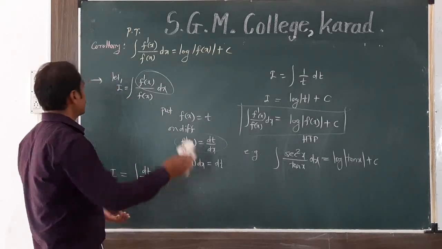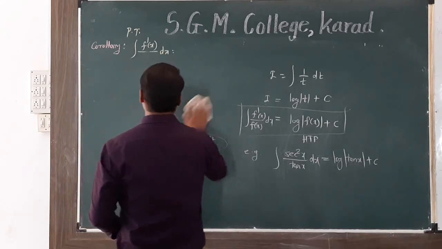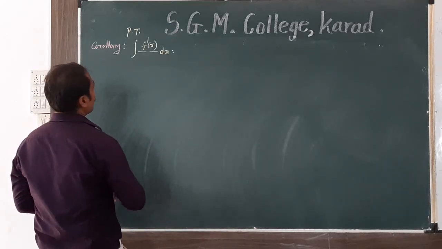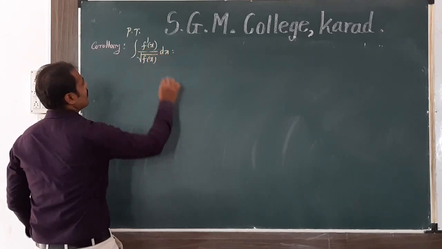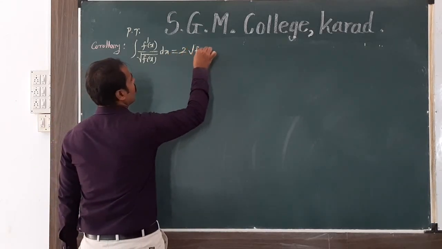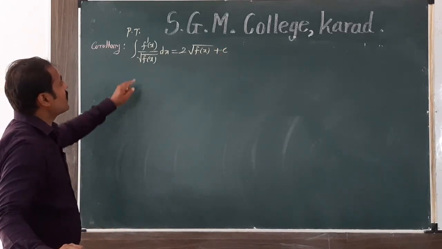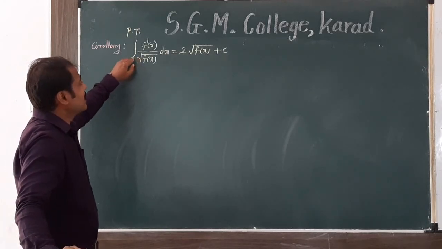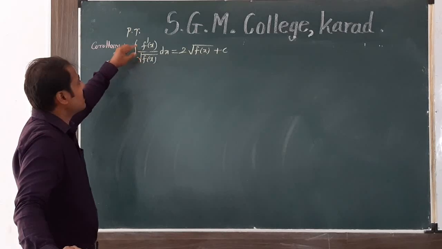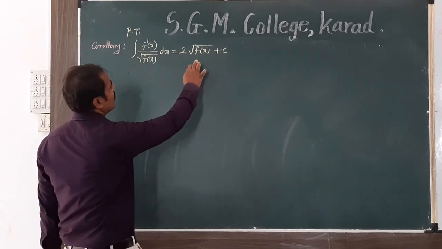Next, the third corollary is: prove that integration of f dash of x divided by root of f of x dx is equal to 2 root f of x plus constant of integration c. We use this corollary when, inside the integration, in the denominator there is a function which is in root and whose derivative is present in the numerator. Such a type of integration's answer is 2 into the denominator.